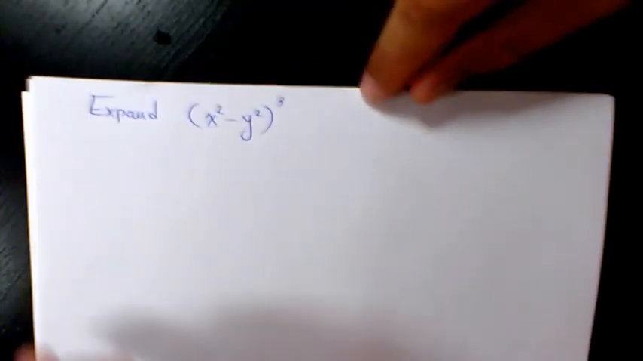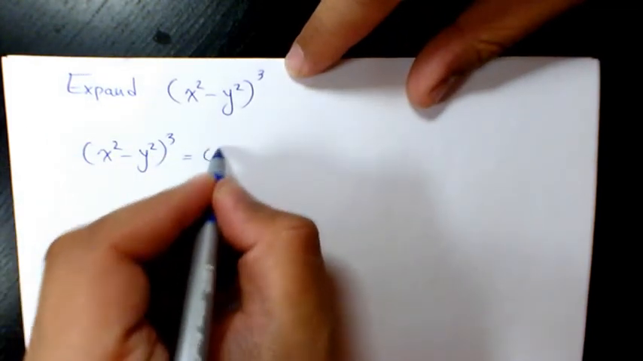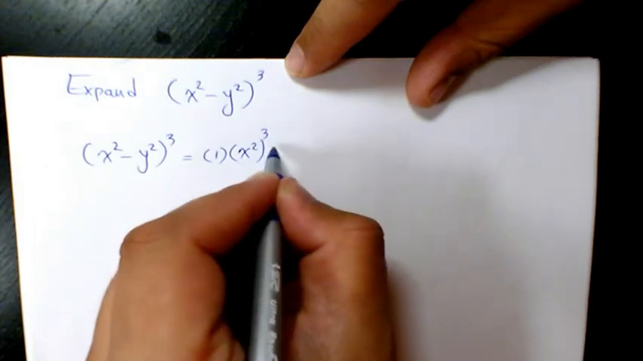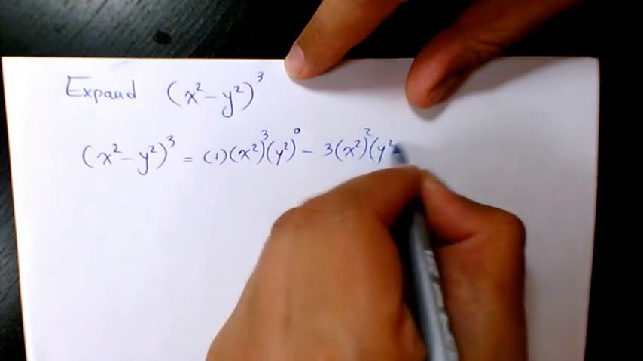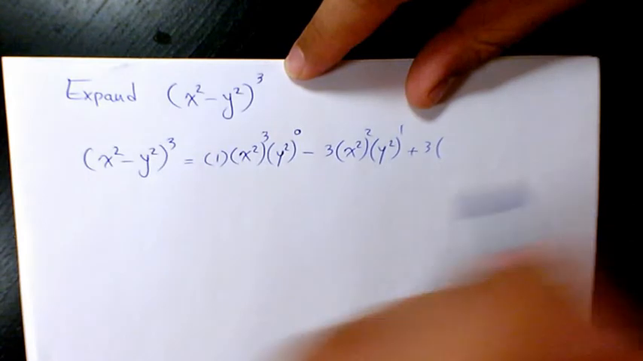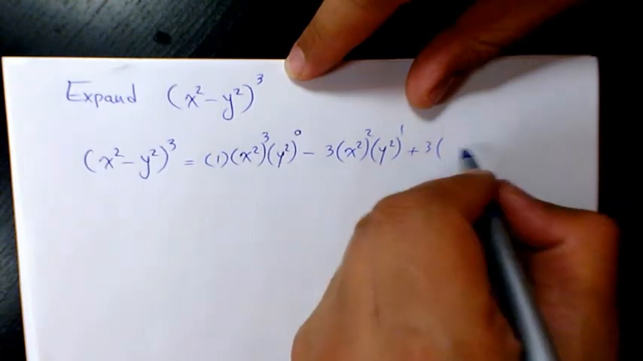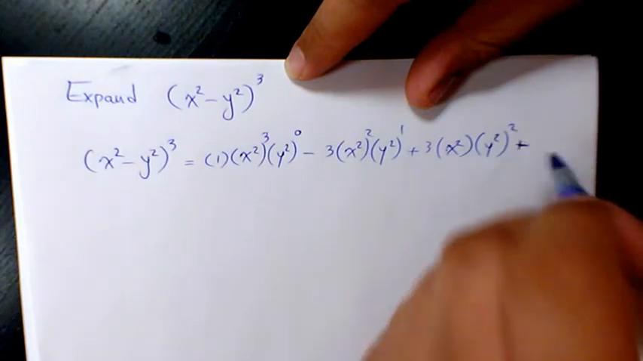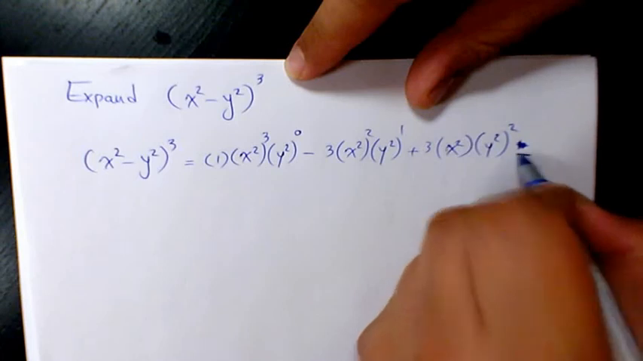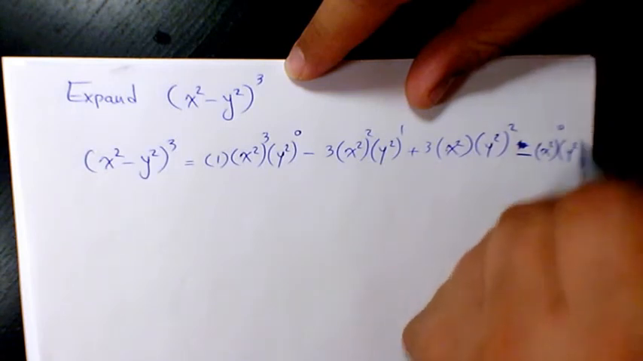Next example is expand x squared minus y squared to the power of 3. So we have x squared minus y squared to the power of 3. That's going to be 1 times x squared to the power of 3 y squared to the power of 0, minus 3 x squared to the power of 2 y squared to the power of 1, plus 3 x squared to the power of 1 y squared to the power of 2, or actually it's going to be negative, x squared to the power of 0 y squared to the power of 3.